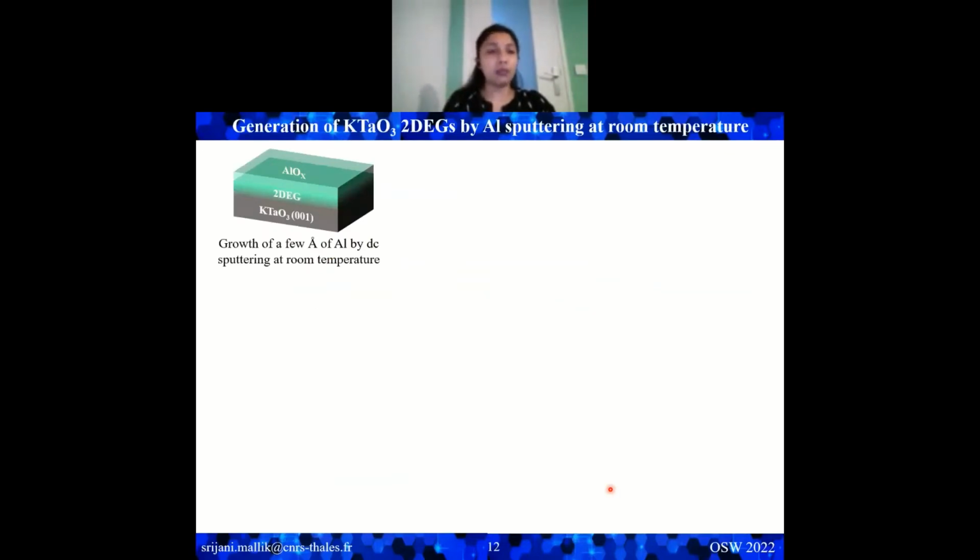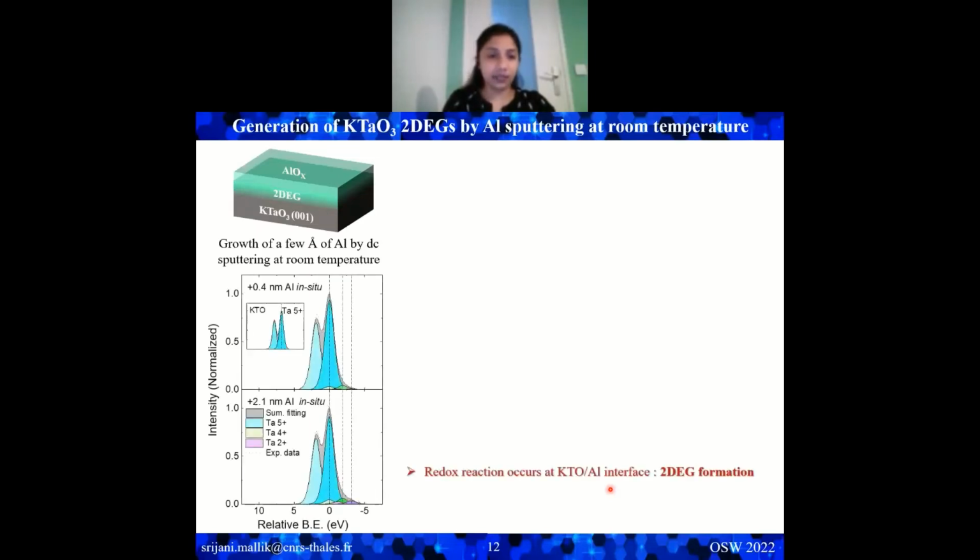We grew aluminium on top of KTO at room temperature, and the aluminium got oxidized by taking oxygen from KTO and thus forming the 2D electron gas at the interface. So similarly, from the X-ray photoelectron spectroscopy, we can see that initially without any deposition, KTO had only tantalum 5+ states, telling no oxygen vacancies. And then when we deposited some aluminium, we can see the evolution of peaks corresponding to tantalum 4+ and tantalum 2+ states, telling that the 2DEG has been formed.